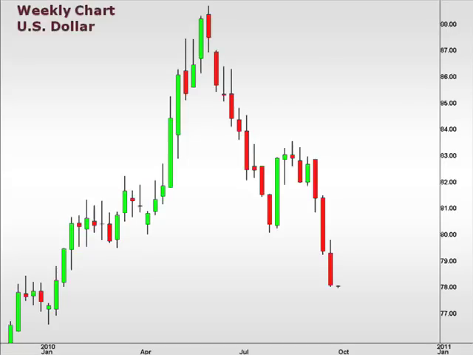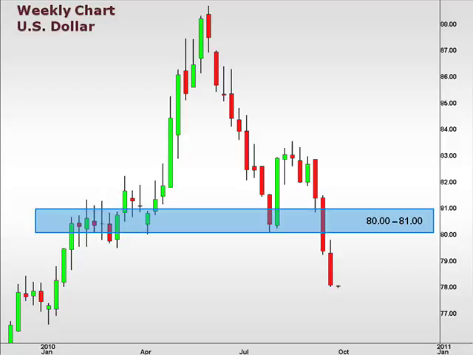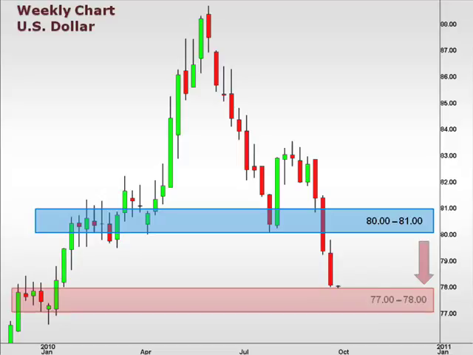Let's start off with a look at the weekly chart of the U.S. dollar index. This is a great way to gain perspective as to how the U.S. dollar has been trading against a basket of currencies. While the index still trades below our 80-81 focal zone, which has been an important level for the past several months, with the move continuing to the downside, we are seeing a completion down into that 77-78 focal zone. At this stage, we do expect a bounce.